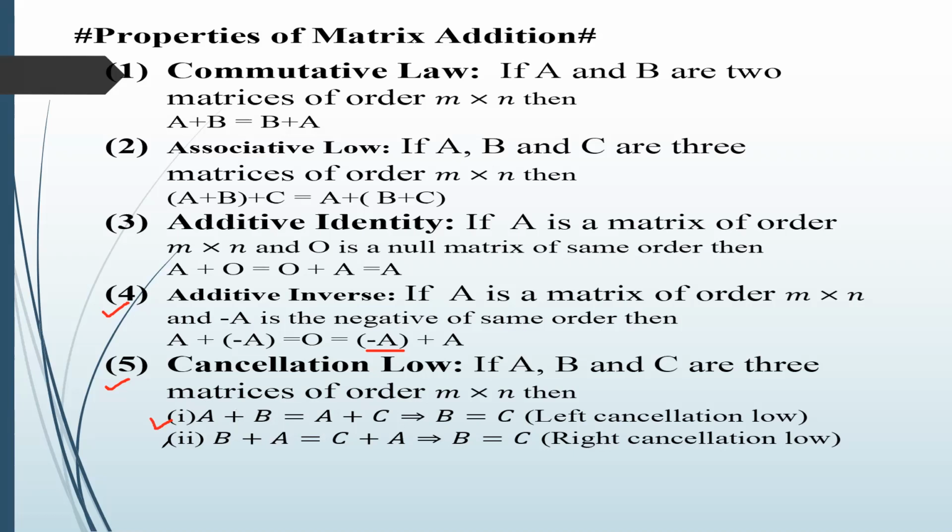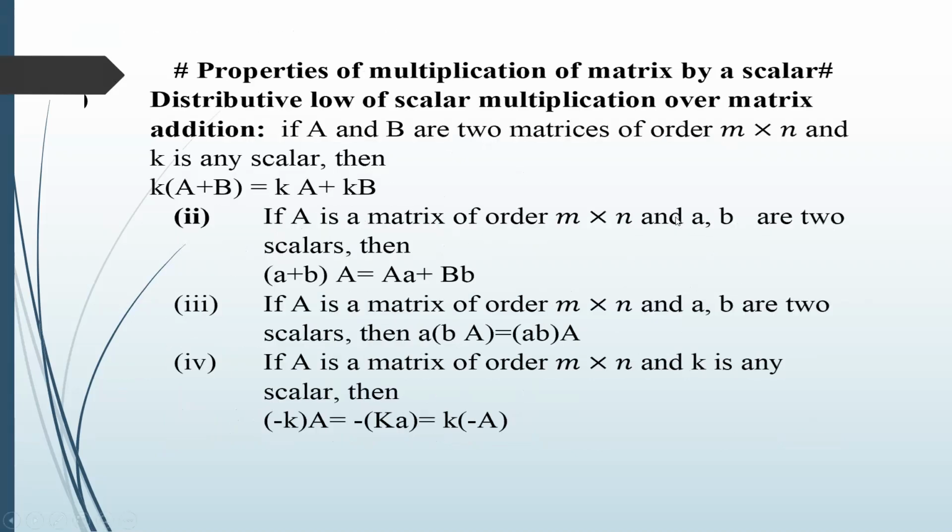And now we go for the second: B plus A equals C plus A. Here we see that A is on the right side, so we can cancel out A from the right. Then we get B equal to C. So this is known as right cancellation law. Is that clear?